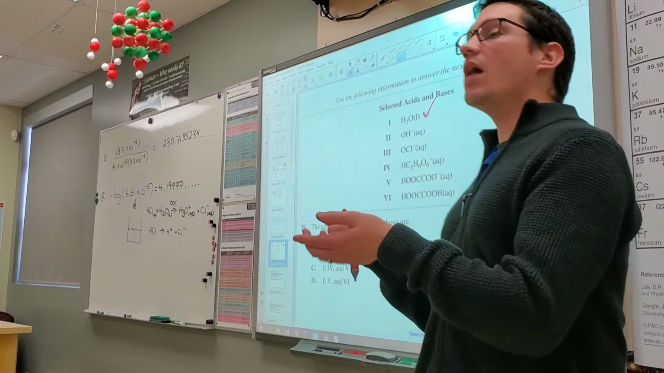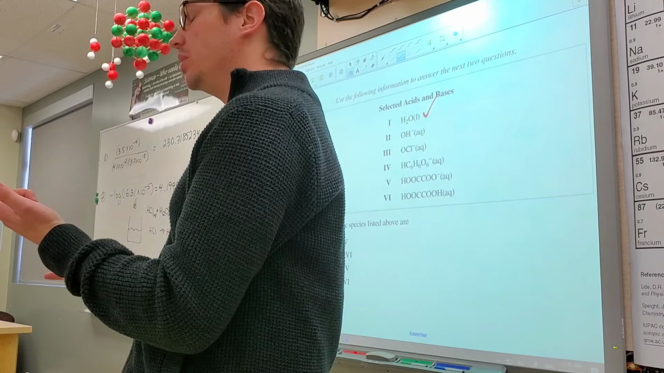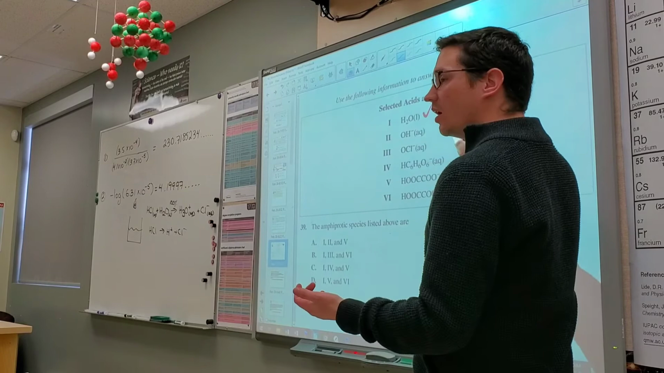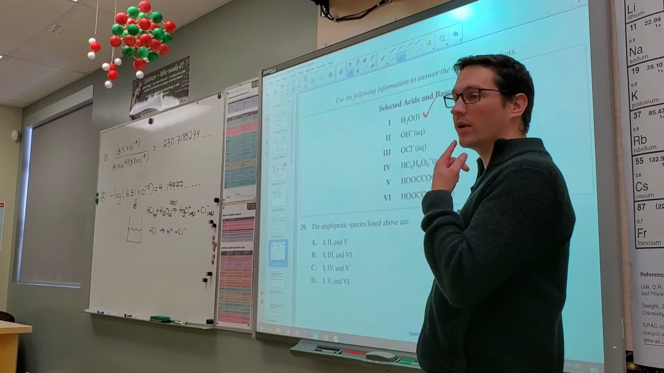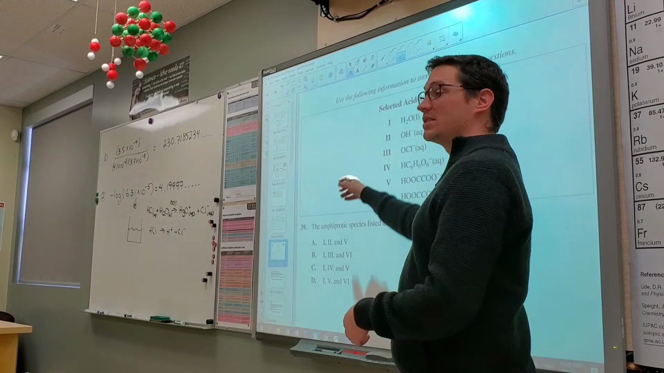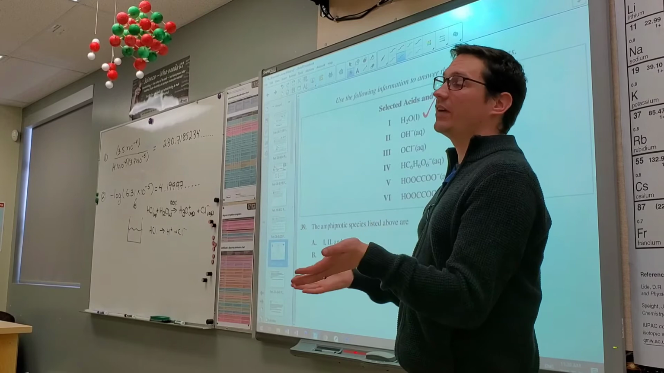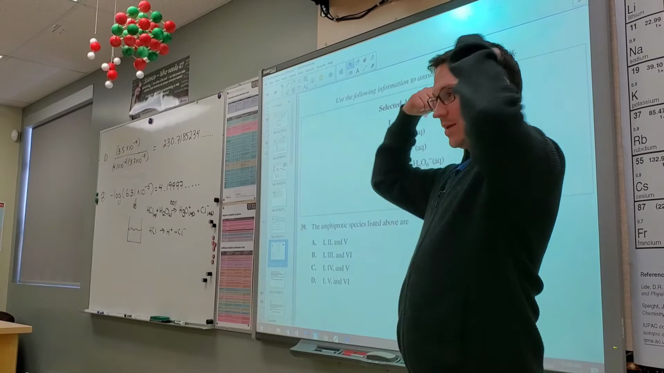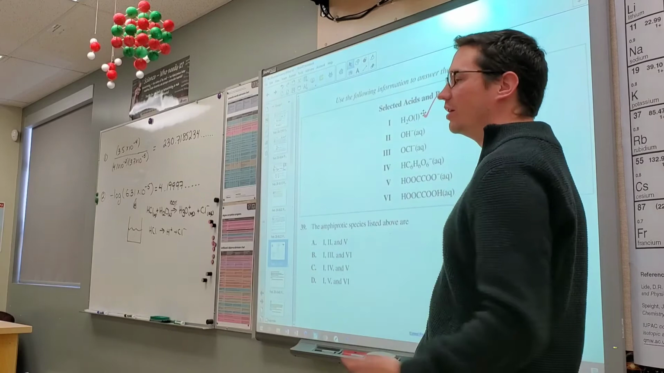I loved what I was seeing as I was walking around: some people were doing exactly what I'm about to do. They were putting check marks or X's beside the compounds that either fit or didn't fit into this category of amphiprotic. You could also circle them or cross them out. Anything to help you organize your thoughts is fantastic. The last thing I want you to do is just stare at it, keep it in the back of your mind and move on. Because if you're writing a diploma or a unit exam, there's too much going on in your head. Try and organize your thoughts.